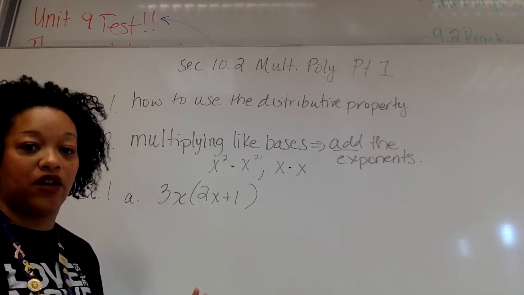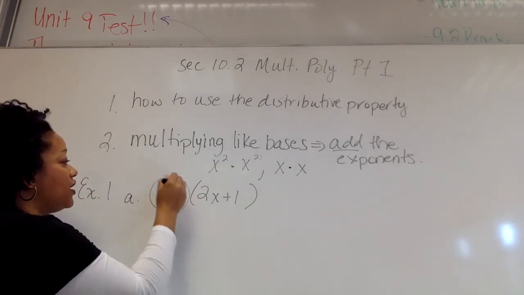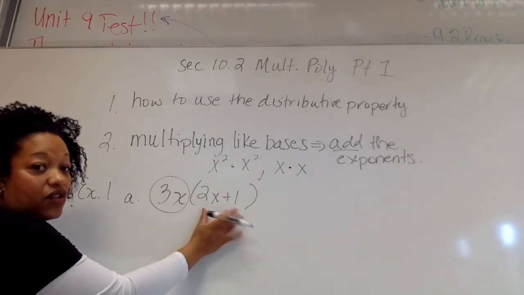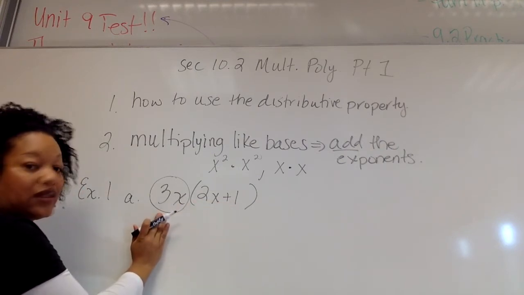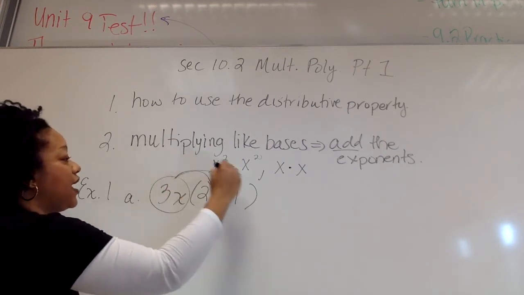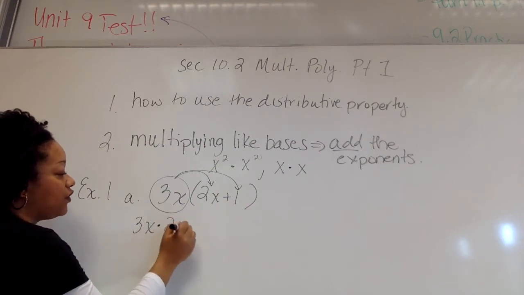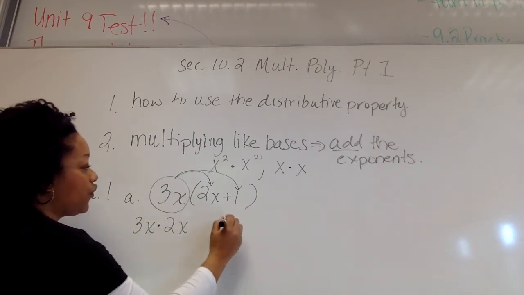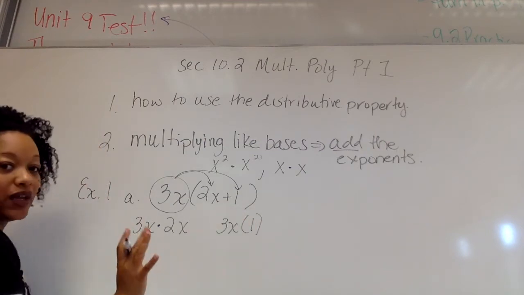Monomial times a binomial. So basically what we're going to do is multiply everything inside here, your 2x and your positive 1, times 3x. So that's 3x times 2x, okay? And 3x times positive 1. So I'll break it down. 3x times 2x and 3x times 1. All right? Well, let's break it down.